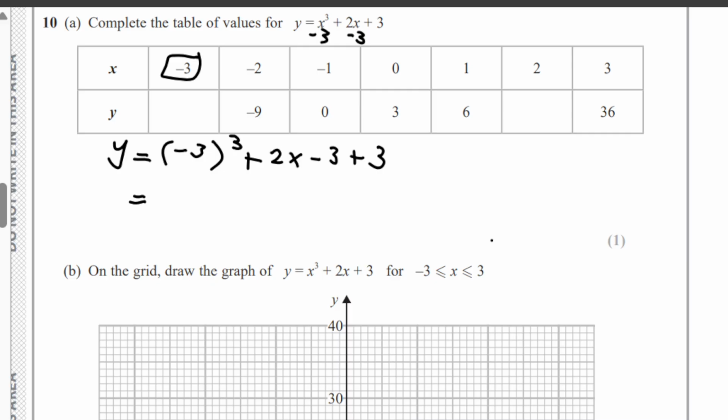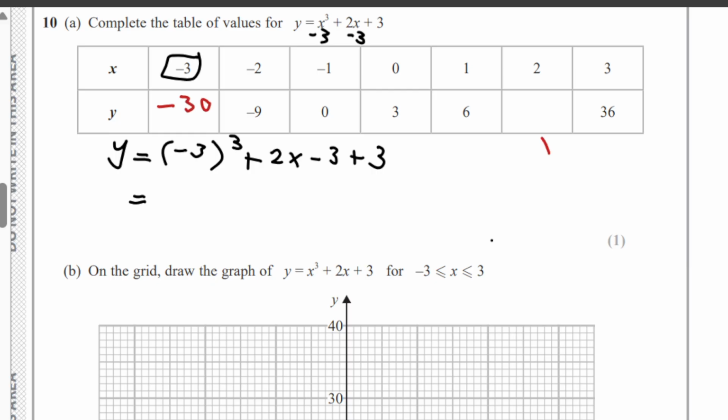Now let's find the value of y here. (Minus 3) cubed plus 2 times negative 3 plus 3. That gives me minus 30.